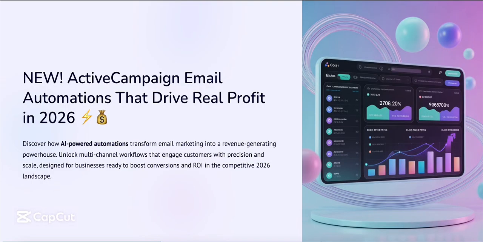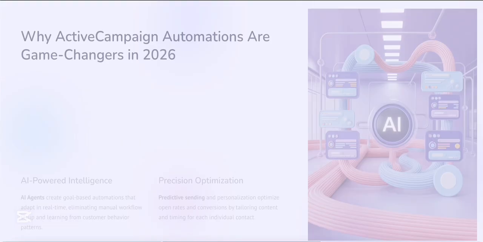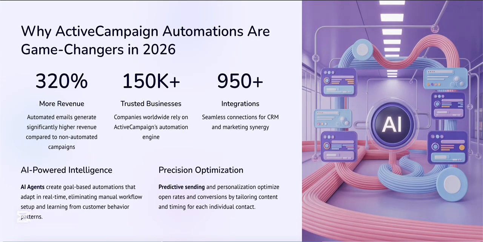Hey guys, ActiveCampaign remains one of the most powerful email automation platforms for turning leads into actual revenue. Here's how to use it effectively. Start by building your audience segments. ActiveCampaign's AI-driven segmentation lets you group users based on behavior, purchase history, engagement levels, and even predictive scoring.